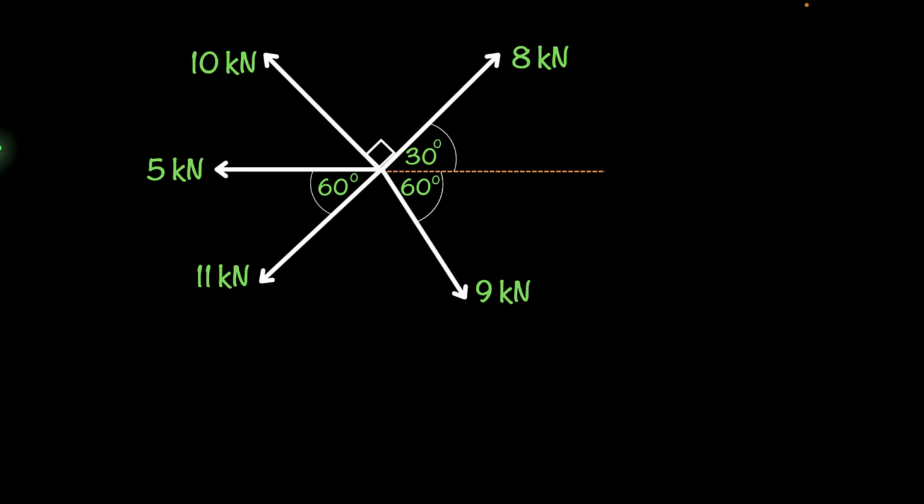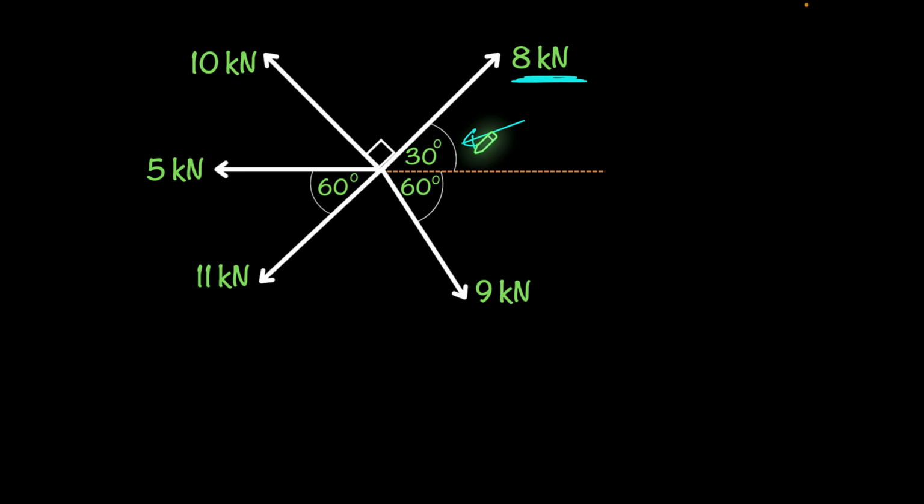In this video, we're going to use the graphical method to calculate the magnitude and the direction of the resultant force. Now, the first thing that we need to do with this method is to ensure that we know what the angle is between our forces and the horizontal axis. For example, this 8 kilonewtons right here, we can clearly see that the angle is 30 degrees between that force and its horizontal axis.